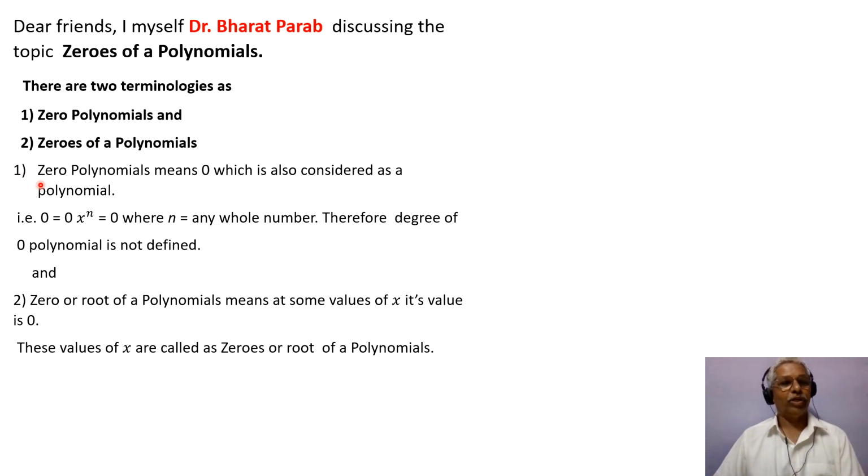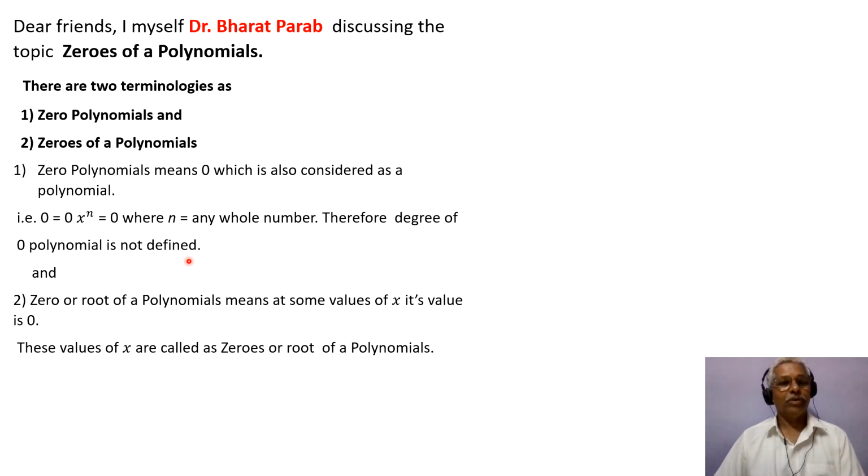First one, zero polynomial means zero, which is also considered as a polynomial. That is, 0 is equal to 0 into x raised to n, which is equal to 0, where n is any whole number. As n can attain any number, therefore the degree of a zero polynomial is not defined.